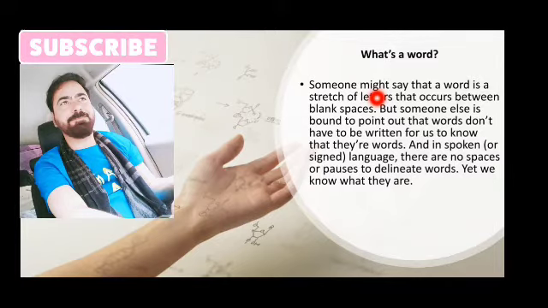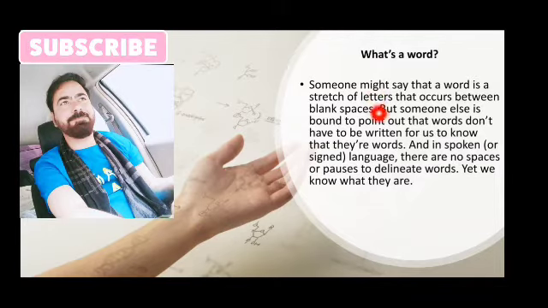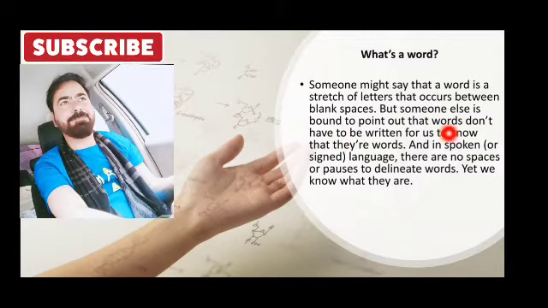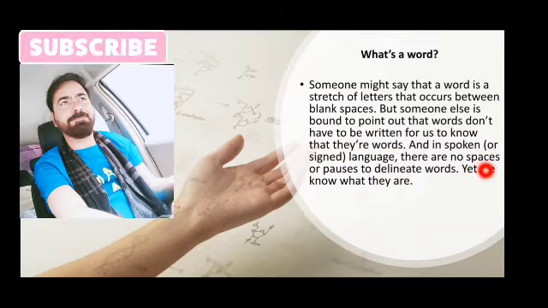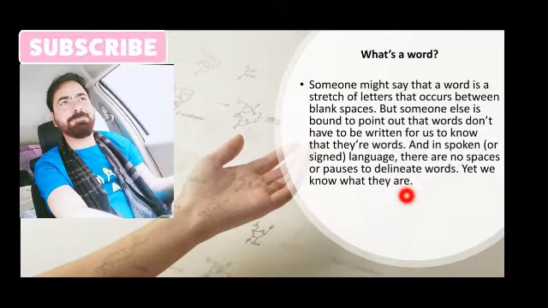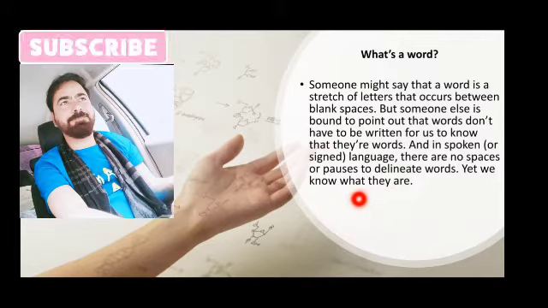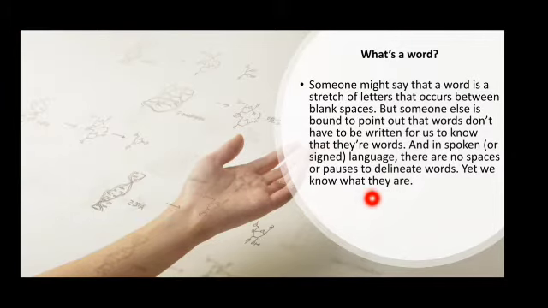But this definition might be objected to or refuted by another person who says that language is primarily to be spoken, not written. So someone else is bound to point out that words don't have to be written for us to know that they are words. And in spoken or sign language, there are no spaces or pauses to delineate words, yet we know what they are. So when we speak, there is no pause, and there is no blank space, and still we know what they are. So that's why this definition has a flaw, right?